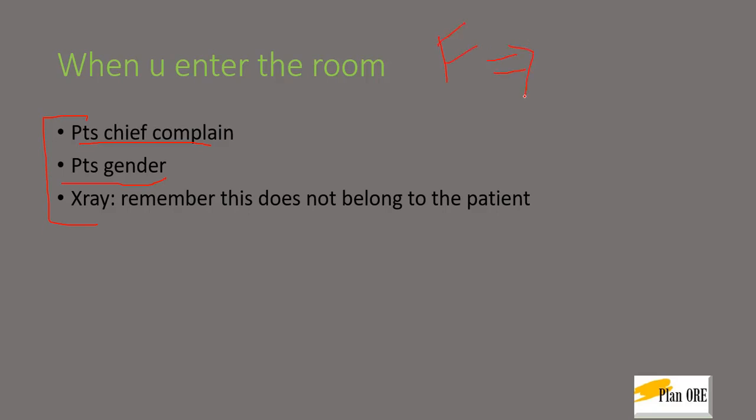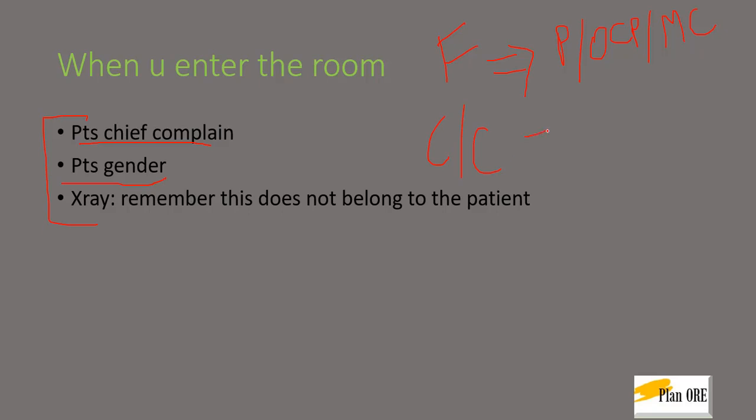So if it's a female patient, you can just make a quick note that in the medical history you need to ask about the pregnancy, the oral contraceptive pills and the menstrual cycles, which you won't be asking in case of a male patient or an older female patient.